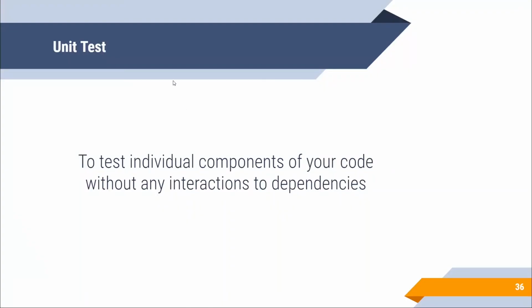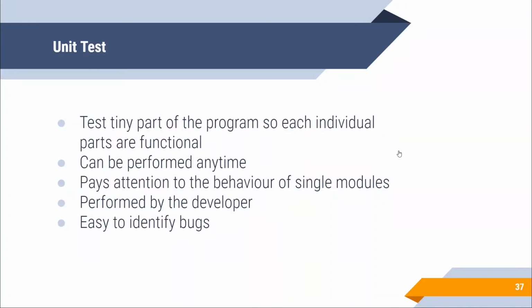Okay, so a unit test is to test individual components of your code without any interactions to dependencies. It can test tiny parts of the program. So each individual part is functional, and they can be performed anytime. It pays attention to the behavior of single modules. It is performed by the developer, and it's easy to identify bugs.